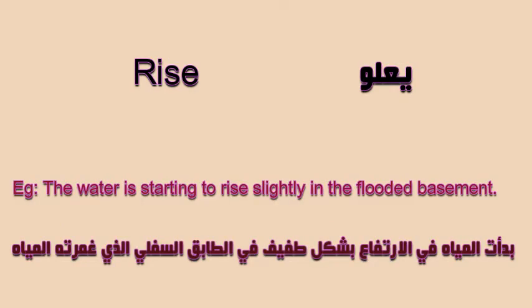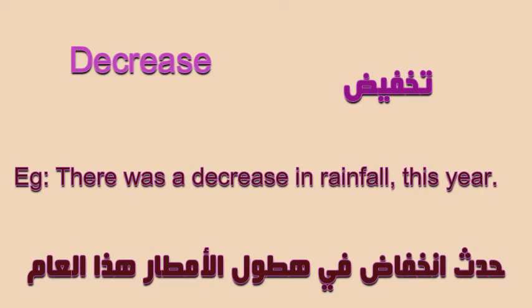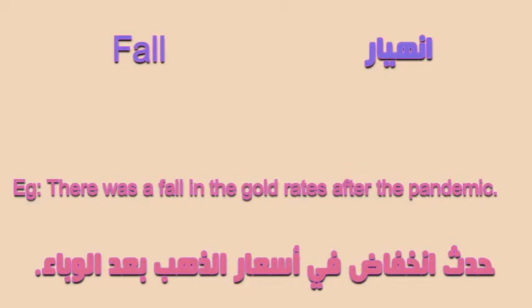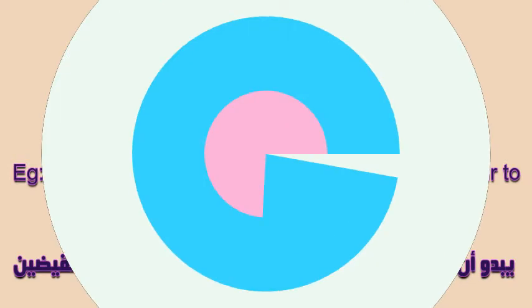Rise. The water is starting to rise slightly in the flooded basement. Come down. I'll come down in a few minutes. Decrease. There was a decrease in rainfall this year. Fall. There was a fall in the gold rates after the pandemic. Fluctuate. The opinions of present-day economists appear to fluctuate between these two extremes.